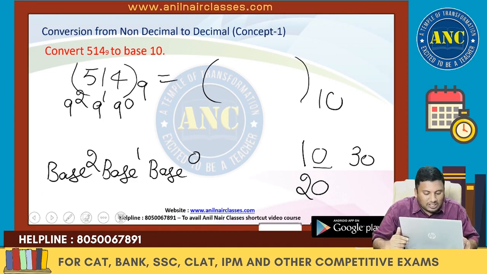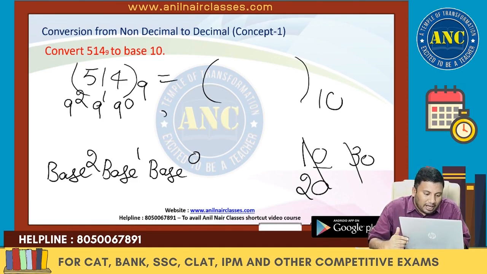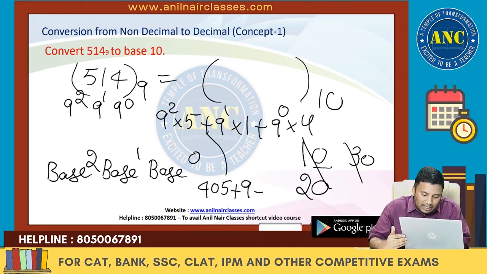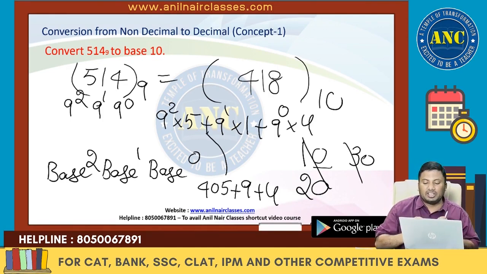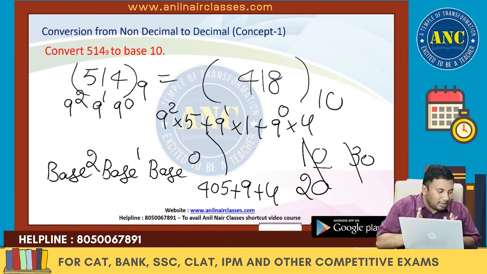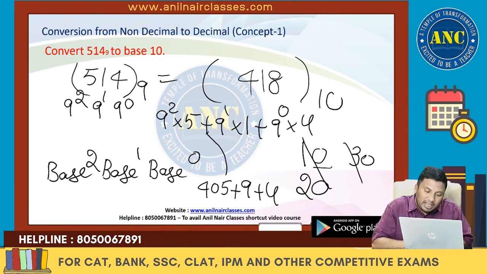So base power 0, base power 1, base power 2. This will become 9 square into 5 plus 9 power 1 into 1 plus 9 power 0 into 4. 81 into 5 is 405. 9 into 1 is 9, plus 4. 405 plus 9 is 414, plus 4 is 418. That is 418 in base 10. So do not call the value 514. If you call it 514, you are saying the digits are in the decimal system. That's the reason to be extremely careful. 514 in base system 9 is equivalent to 418 in base system 10.